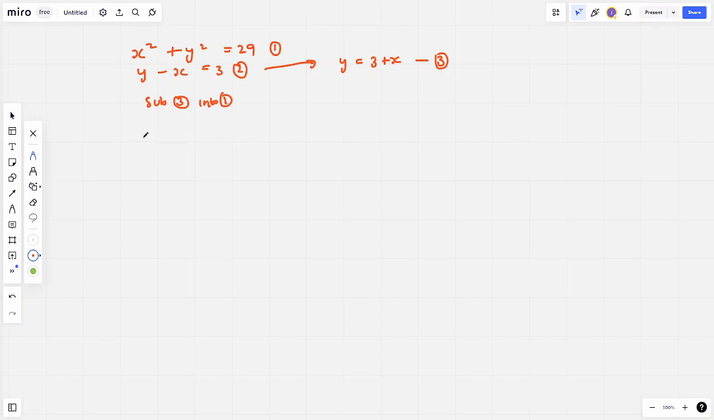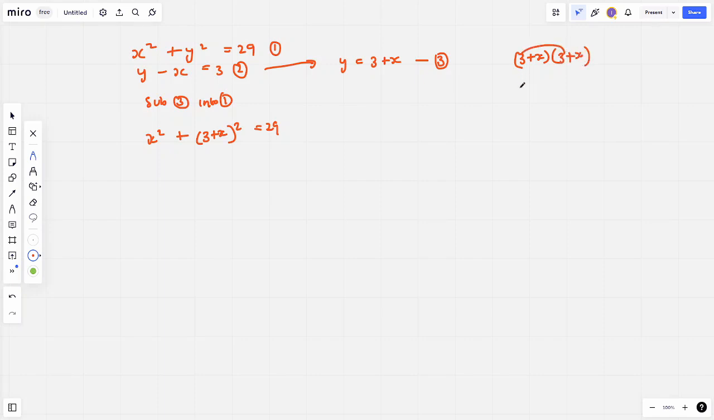So we've got x squared plus y squared, so we've got 3 plus x all squared is equal to 29. As we've got a squared term, let's just do this on the side. We've got 3 plus x multiplied by 3 plus x, so that's itself.